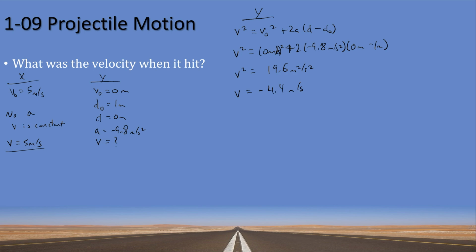But that's not the total velocity. That is telling us it's going 5 that way and 4.4 that way. We want the overall resultant velocity and an angle. So we'll have to use the Pythagorean theorem to get the resultant velocity.